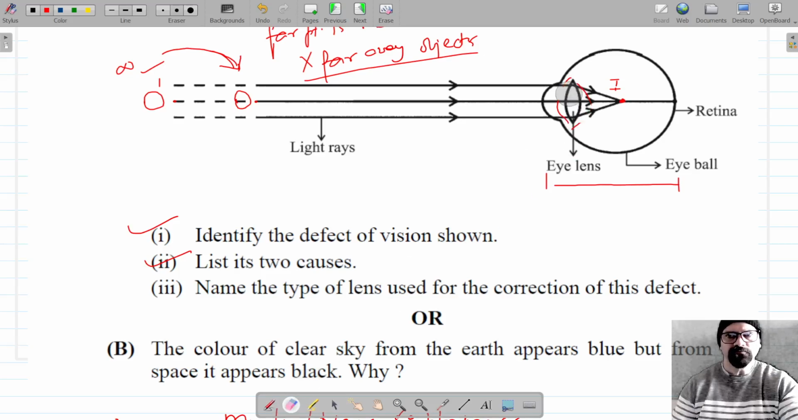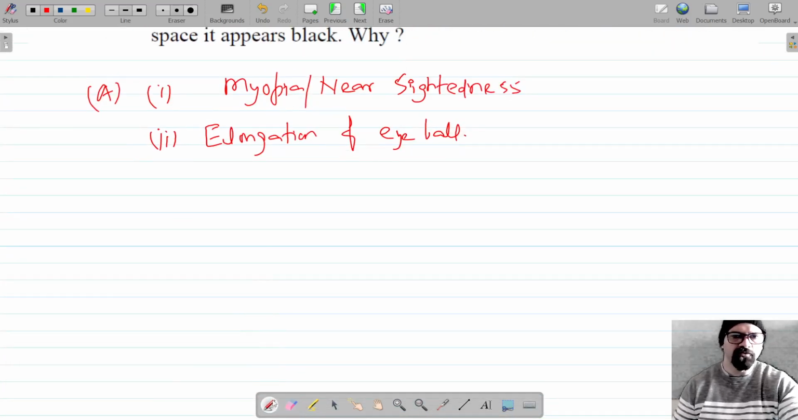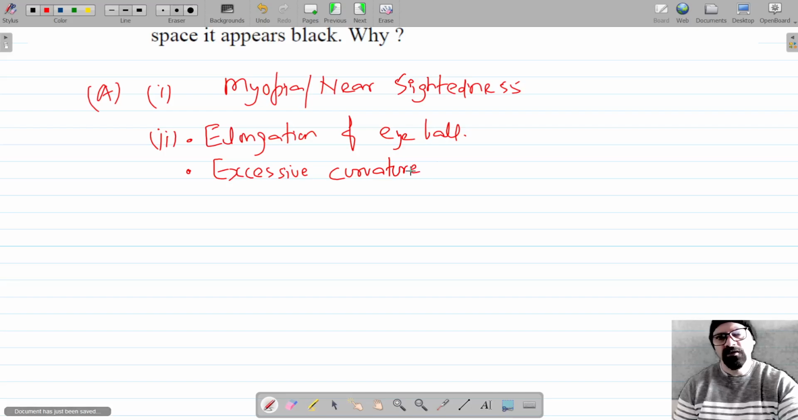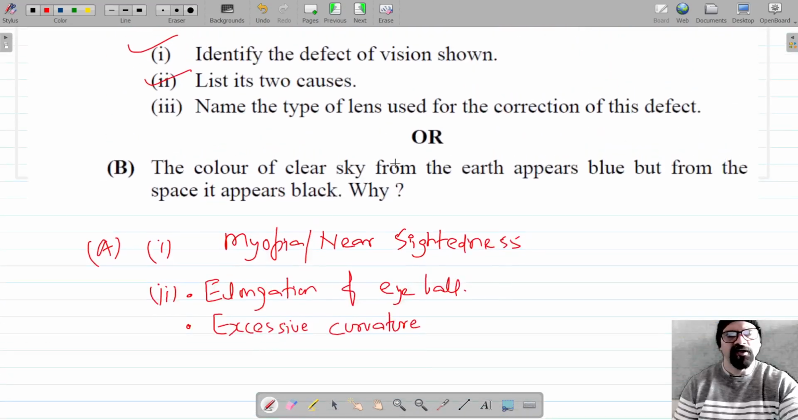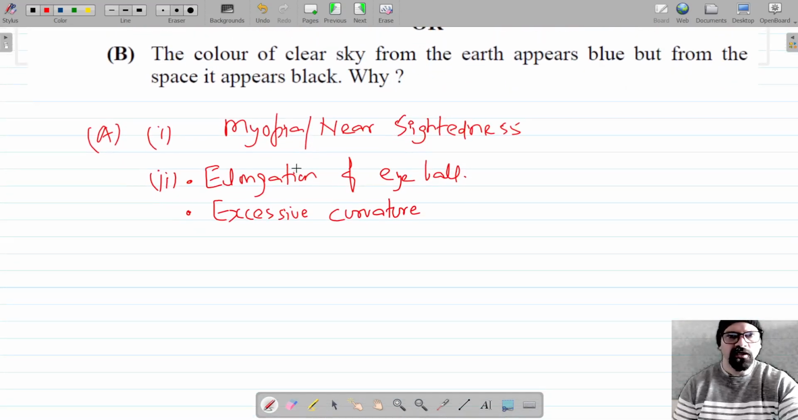So the first reason is the elongation of the eyeball, and the second could be the excessive curvature of the eye lens. This could be the reason for the myopia, which brings the far point nearer than infinity, and thus the image is formed in front of the retina. So this excessive curvature of the eye lens could be the reason.